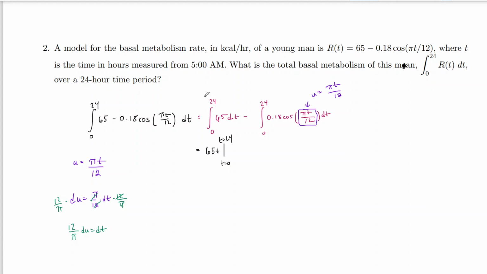Keep in mind these are t values. Minus, and if you want, you can bring out the 0.18, the integral from t equals 0 to t equals 24. And we have cosine of u. So this whole thing is u. We brought the 0.18 out. And then in place of dt, we have 12 over pi du.